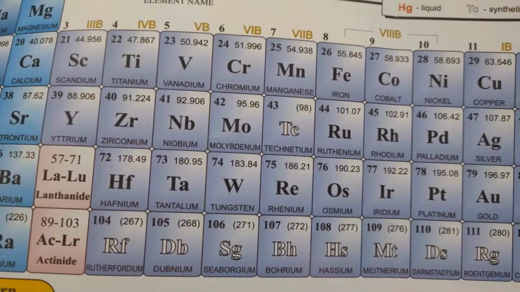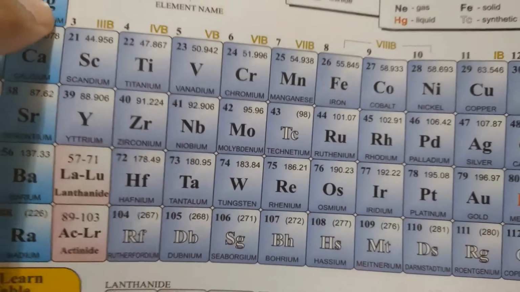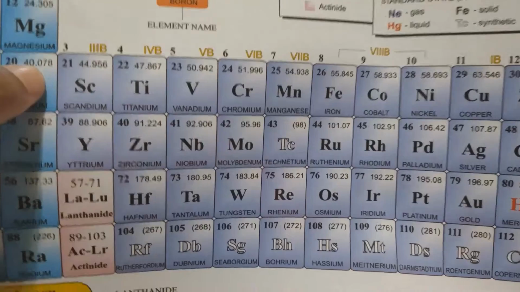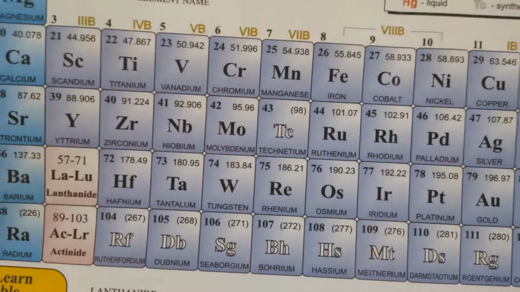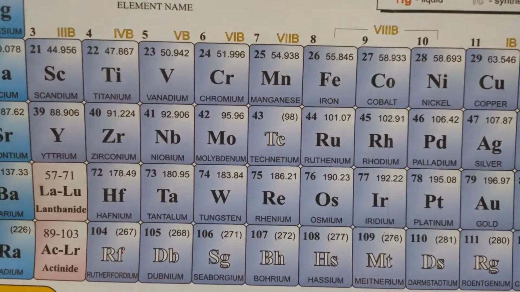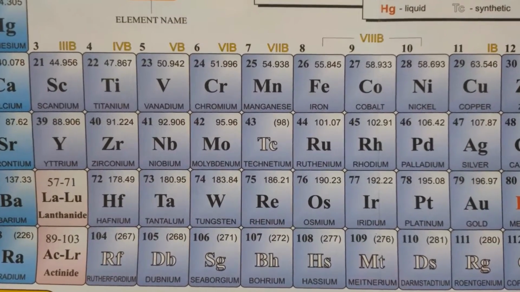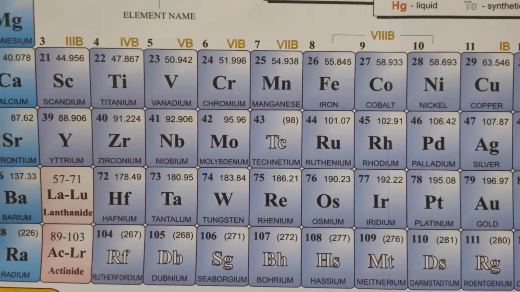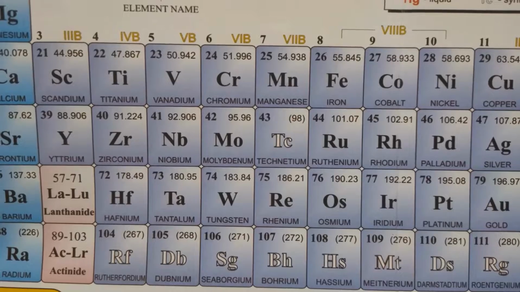So the 25th one we have is manganese. Last time we saw magnesium, and this time it's manganese. So they are kind of different, and only the word manganese is similar, so don't get confused with that. It's represented by the symbol capital M and a small letter N.